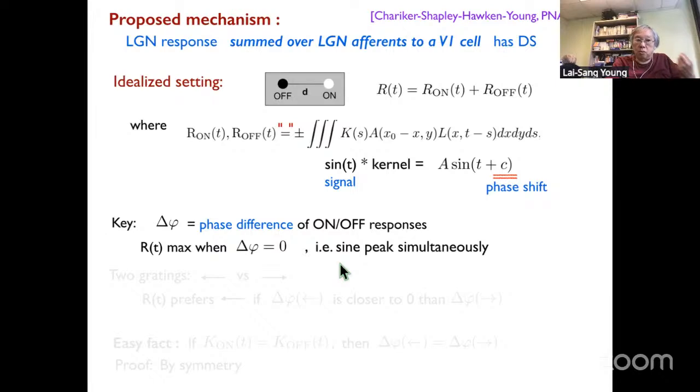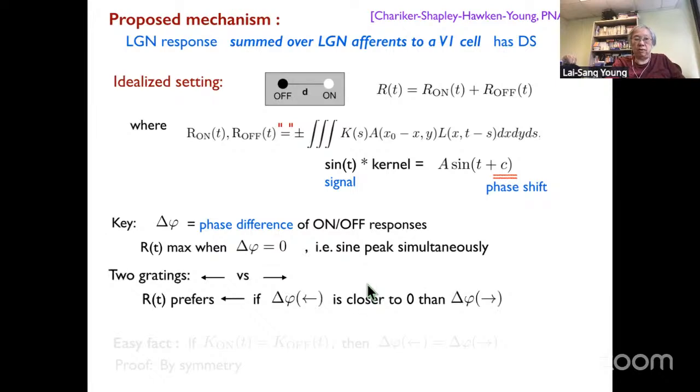So what we want to do is to focus on phase differences. Now, there are two gratings. When a grating is going this way, this is the phase difference. And when the grating is going that way, this is the phase difference. So all I have to do is look at these two quantities and see which one is closer to 0. The one that's closer to 0 is the direction that the neuron will prefer. All high school math, right?